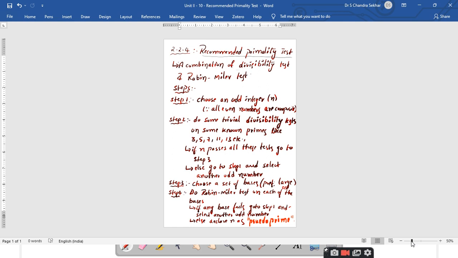So what do you mean by the divisibility test? If you take n, we calculate root n, and we take all the primes that are less than root n, and if any number from this set divides this n, then we say that n is composite. Otherwise we say that n is prime. That is the concept of the divisibility test, right?